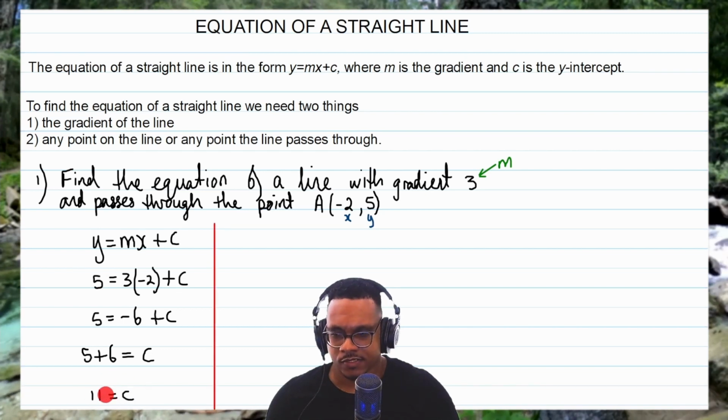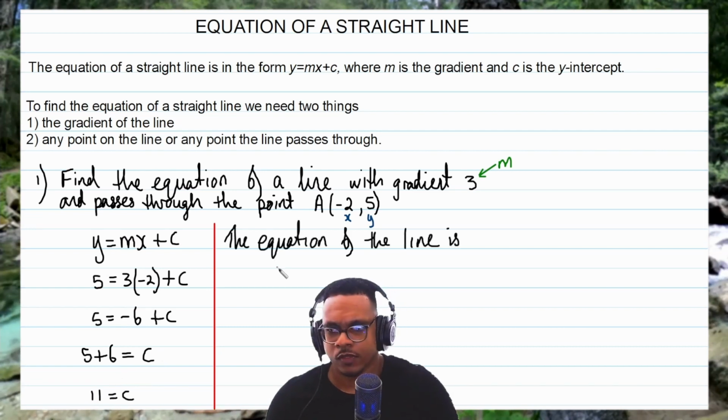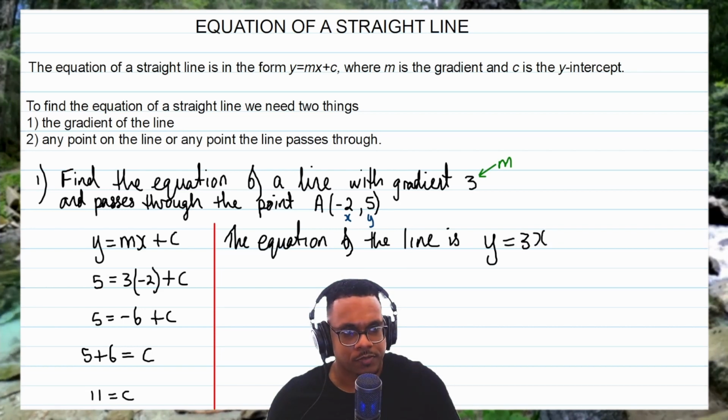So now that I know what c is, I'll look at the format for the equation of a straight line, and I'll replace the m with 3 and the c with 11, and that will be my equation of the straight line. So I have y is equal to 3x plus c, and c is 11. I write back the y, where the m is I replace it with the 3, I put back the x, and where the c is I replace it with 11. So therefore my equation of the straight line would be y is equal to 3x plus 11.